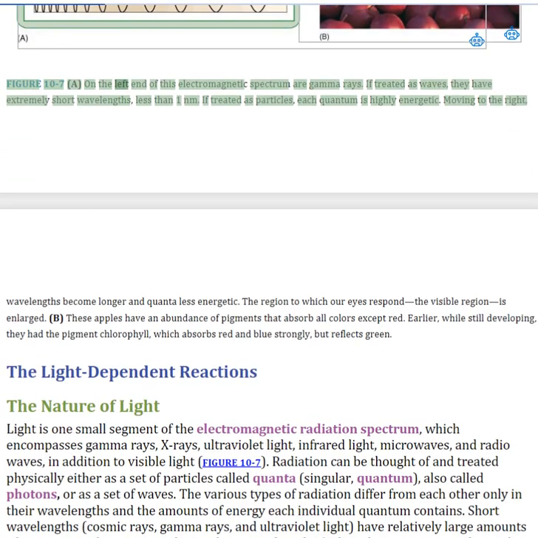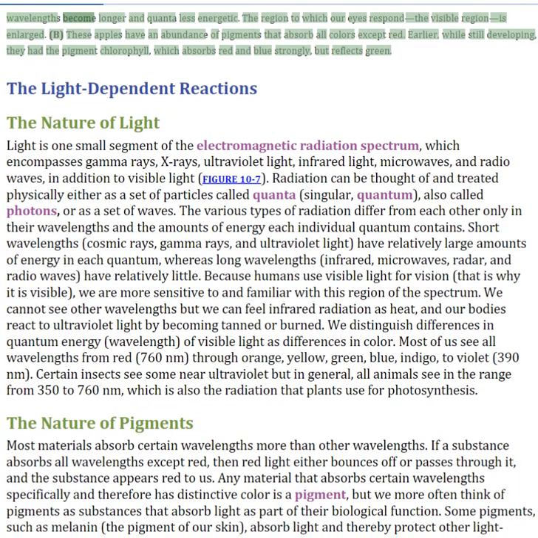Figure 10.7. On the left end of this electromagnetic spectrum are gamma rays. If treated as waves, they have extremely short wavelengths, less than 1 nanometer. If treated as particles, each quantum is highly energetic. Moving to the right, wavelengths become longer and quanta less energetic.